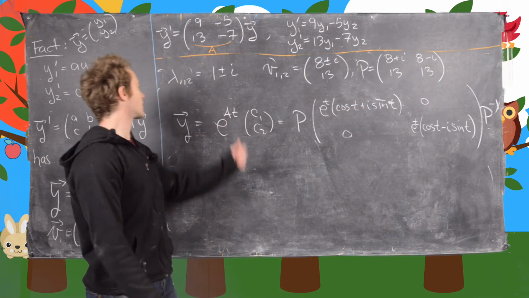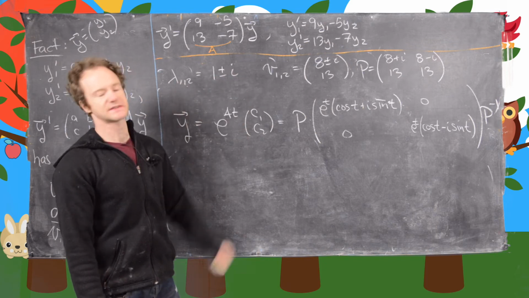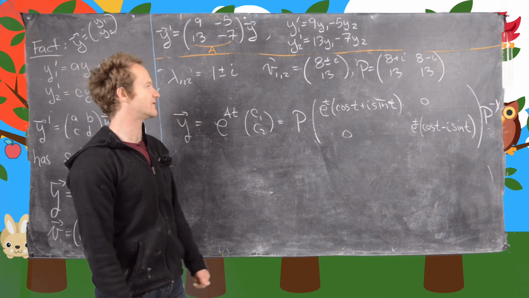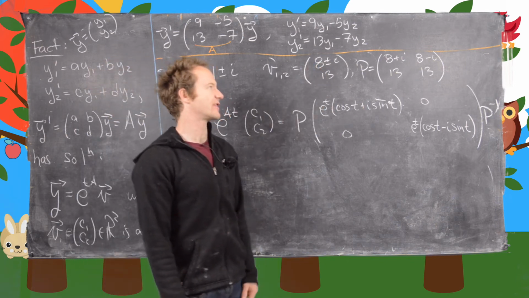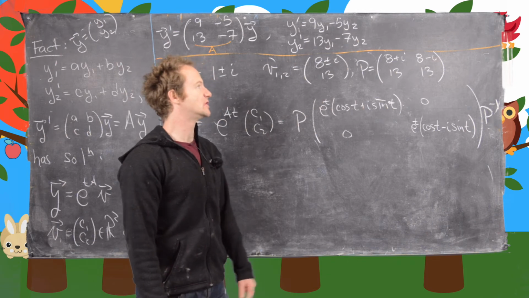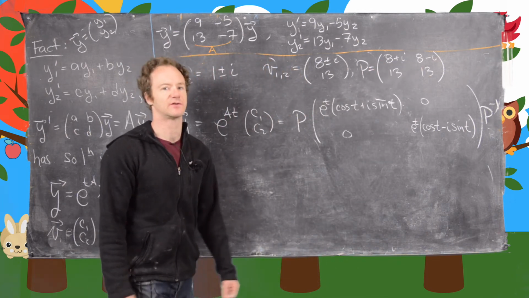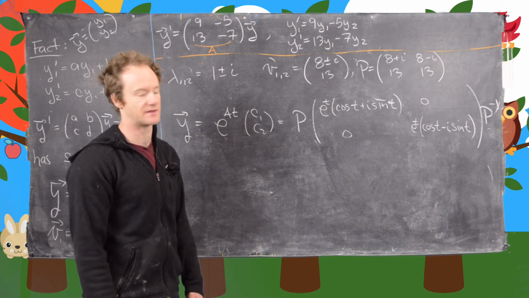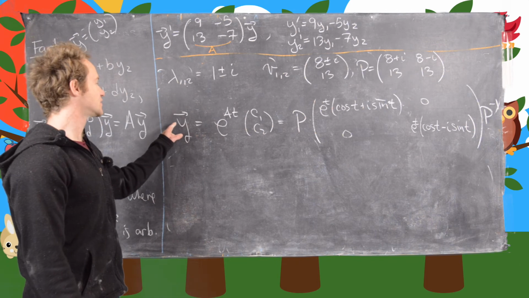So to summarize where we are, we have lambda 1, 2 is 1 plus-minus i, so we've got complex conjugate eigenvalues. We've got complex conjugate eigenvectors, 8 plus-minus i, 13. We can form this diagonalizing matrix P, which is 8 plus i, 13, 8 minus i, 13. I won't calculate its inverse. It's fairly elementary to calculate the inverse, but it's kind of nasty. And then we have our solution.